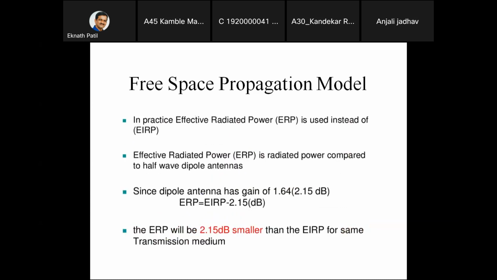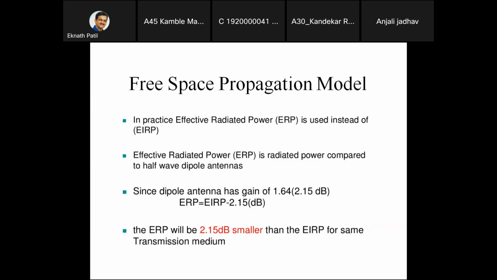In practice, effective radiated power, ERP, is used instead of the EIRP. Effective radiated power is radiated power compared to the half wave dipole antenna. A half wave dipole antenna is nothing but lambda by 2 is the size of the antenna, where lambda is the wavelength. Since the dipole antenna has the gain of 1.64, that is 2.15 dB, ERP is equal to EIRP minus 2.15 dB. ERP will be 2.15 dB smaller than the EIRP for the same transmission medium.